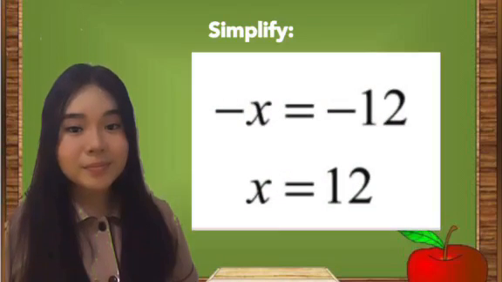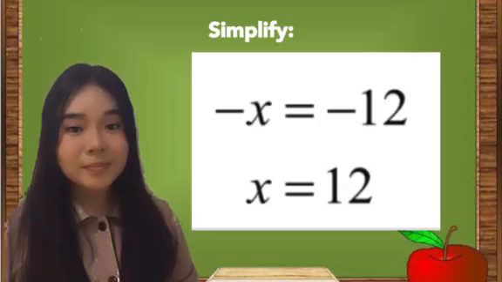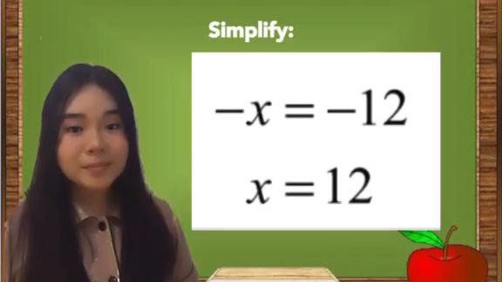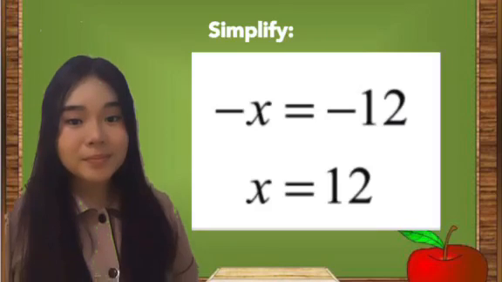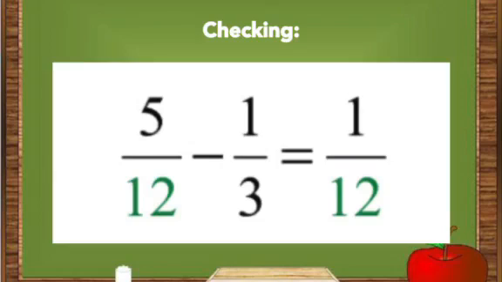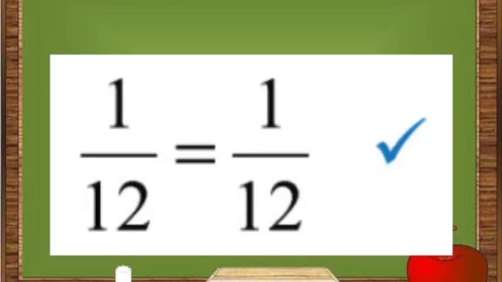Transpose 15 to the right. We have negative x is equal to 3 minus 15, or negative 12. Therefore, we have x equals 12 by dividing both sides by negative 1. Check your answer by substituting 12 for x to see if you obtain a true statement. Let us take the original rational equation that we had earlier, then substitute 12 for all x variables. By performing the operations, we confirm that 12 is our solution for the given rational equation.